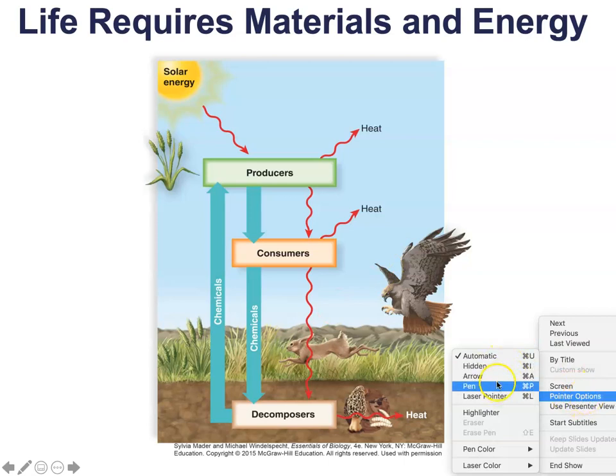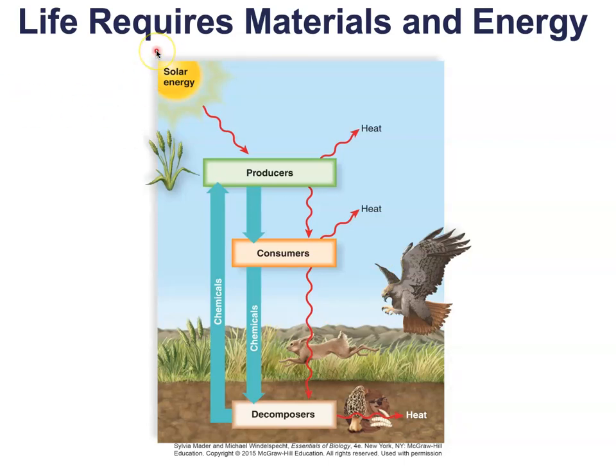Here, I'm going to get my laser pointer out again. And here we go. So an important aspect of any ecosystem is going to be the energy flow and the chemical cycling. And we'll talk about both. Chemicals are not used up when organisms die. They just move from one population to another through the food chain. They move from producers to consumers to decomposers and back to producers.